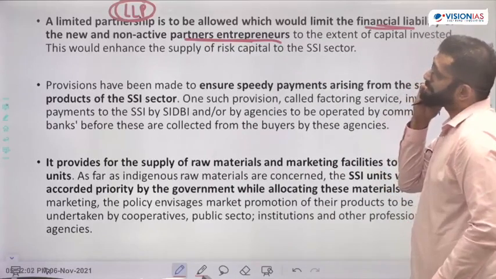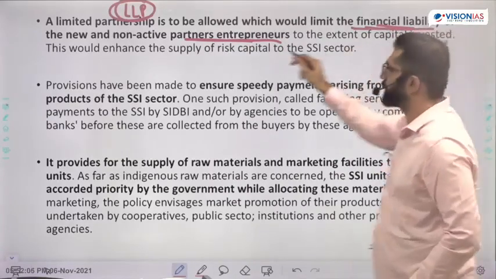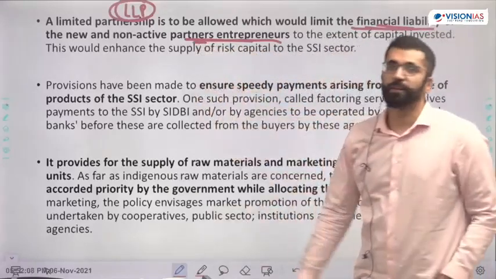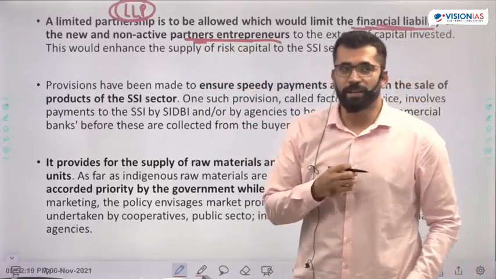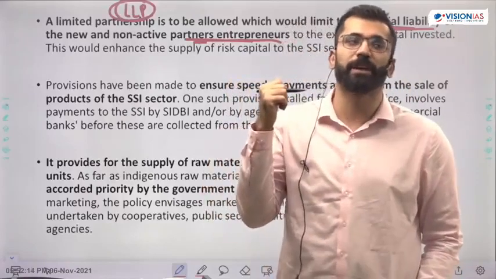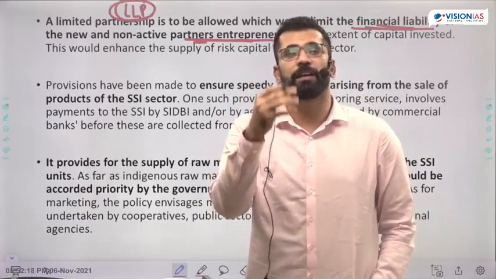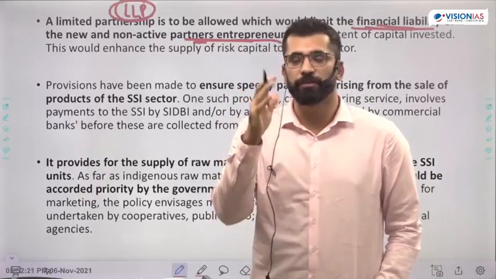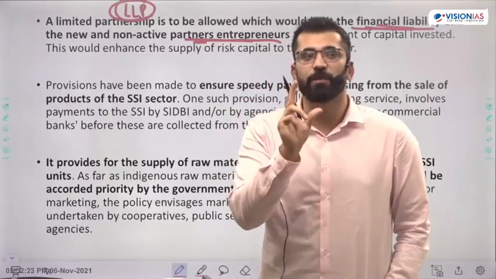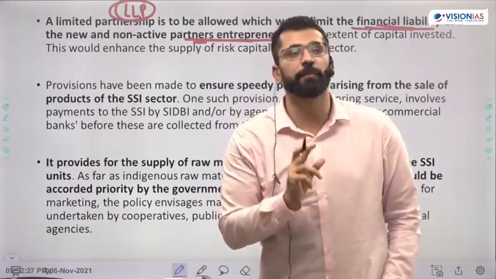The limited partnership, LLP, is allowed. In LLP, this is what the definition is: you limit the financial liability of the partners. When you start a company and it is a private company, this is one form of opening a private company, that is limited liability partnership. The ones who are opening it have limited financial liability. If the firm owes money, it is in the name of the firm. It is not the liability of the partner. This is limited liability partnership.